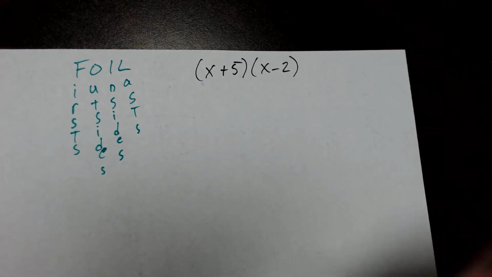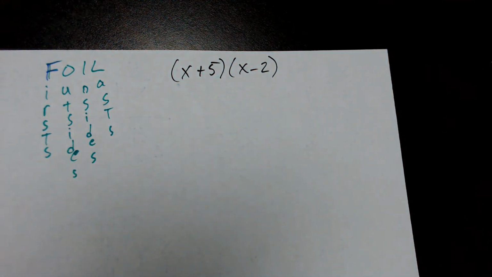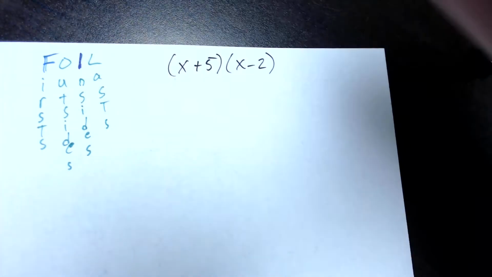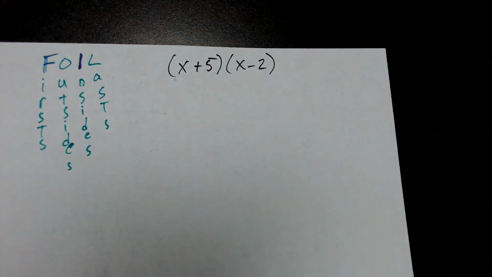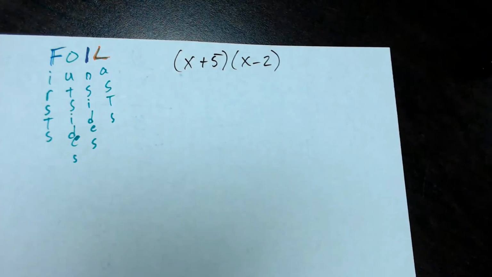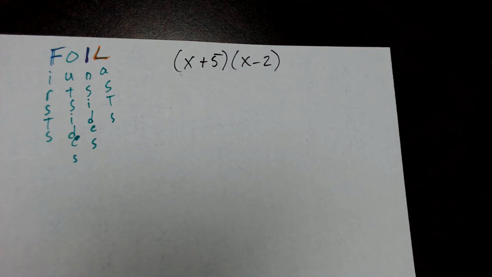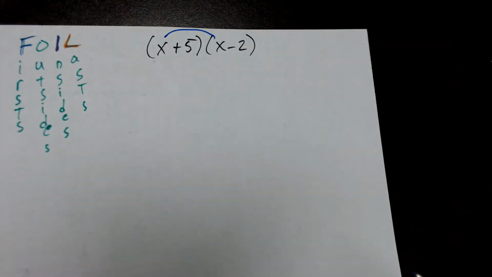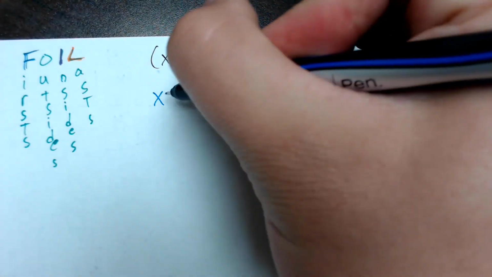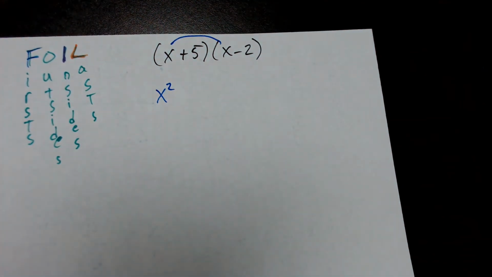We'll use a different color for these. We'll make the firsts blue, the outsides green, the insides purple, and then we'll make the lasts orange. So blue, green, purple, orange. Starting with the firsts, the firsts are going to be x times x. So x times x is x squared. That's my first.